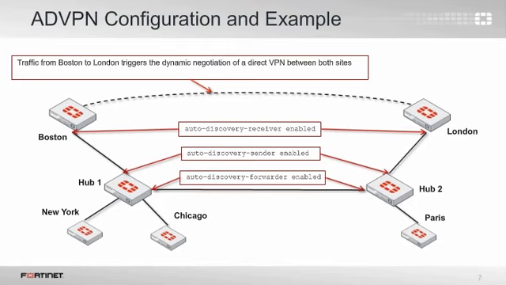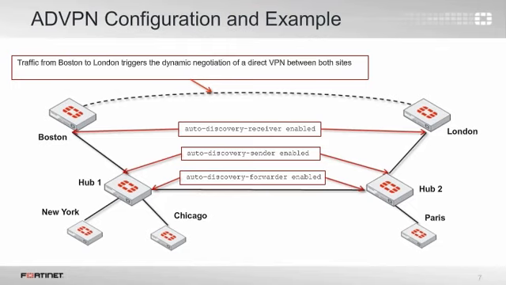On receipt of this IKE message, Boston creates a FortiOS-specific IKE information message that contains its public IP address, its local subnet, the desired destination subnet, in other words, London's subnet, and an auto-generated PSK. Alternatively, digital certificate authentication can also be used. This IKE message is sent to London through Hub 1 and Hub 2.